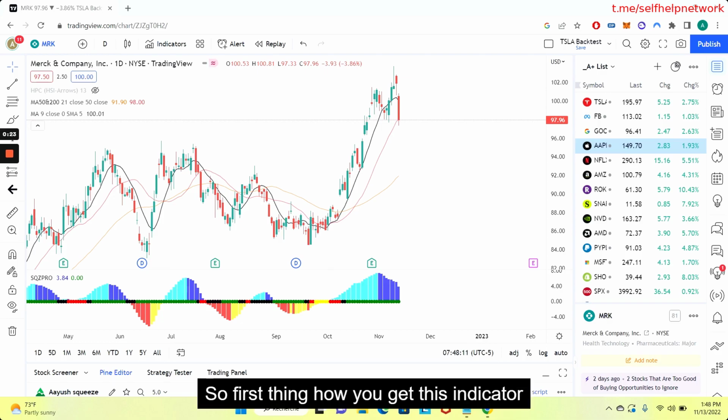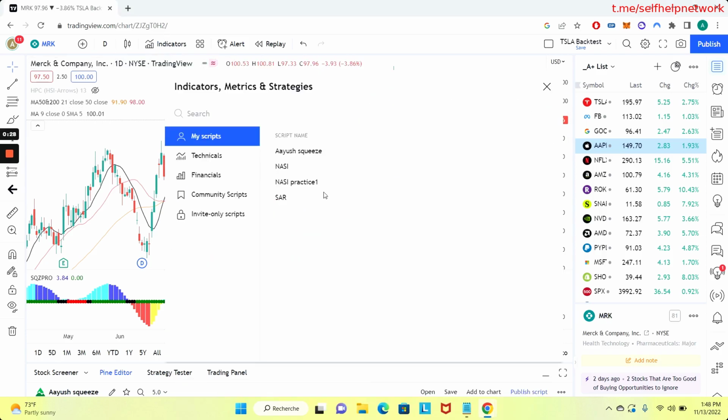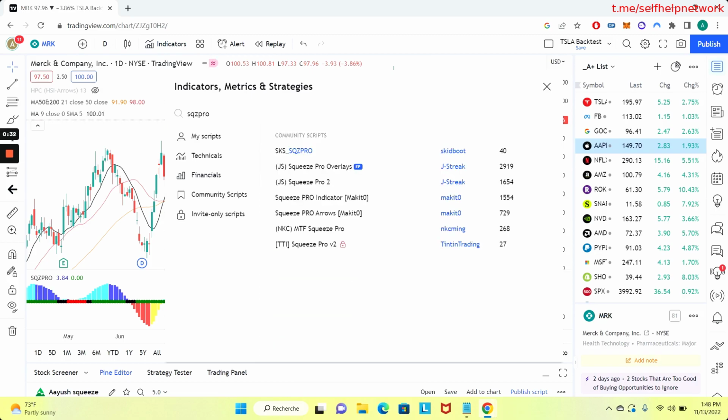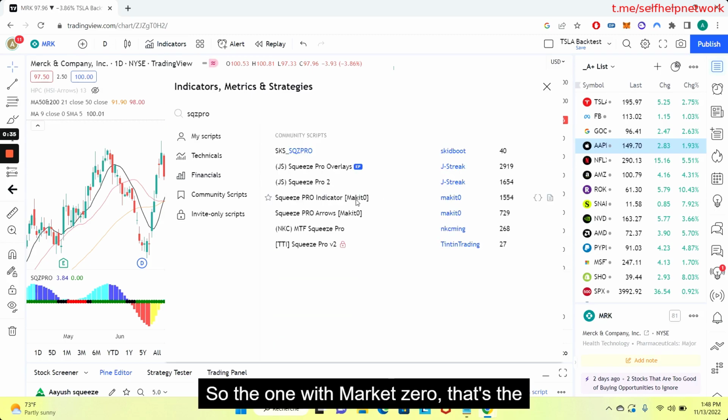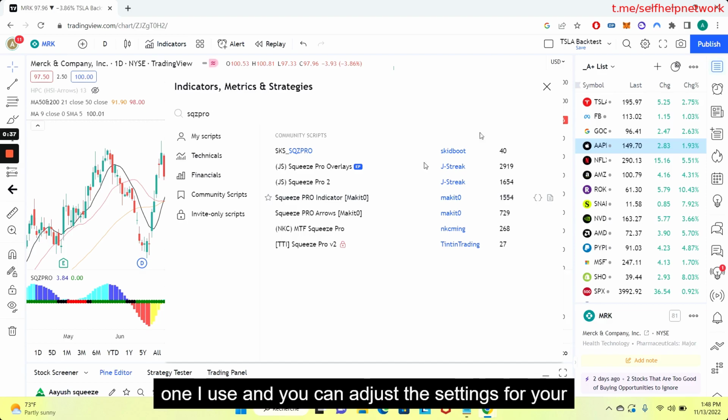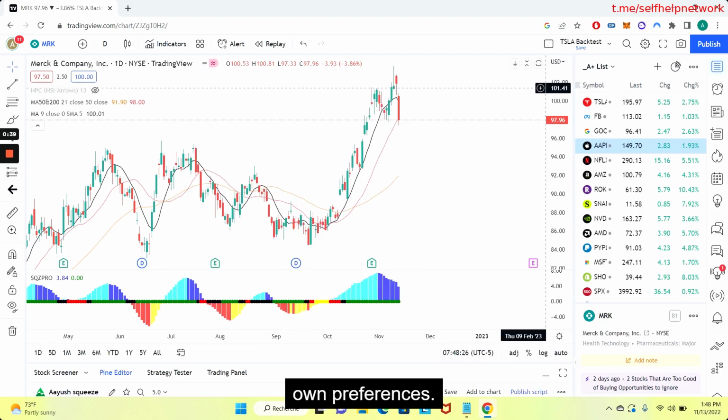So first thing, how you get this indicator is you're on TradingView, you go to indicators and look for Sqzpro. The one with marker 0, that's the one I use, and you can adjust the settings for your own preferences.